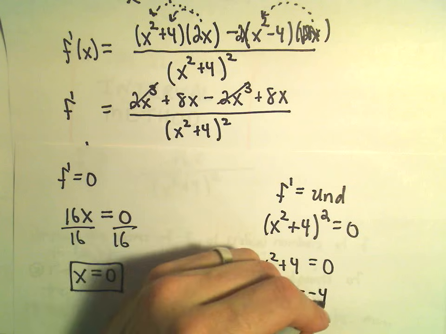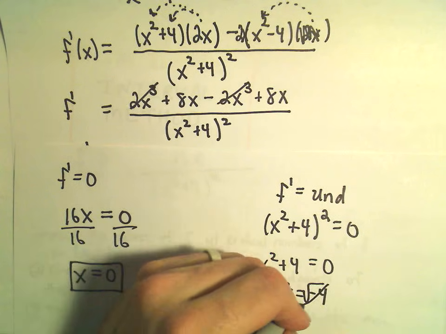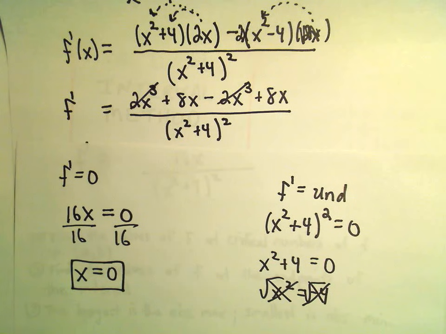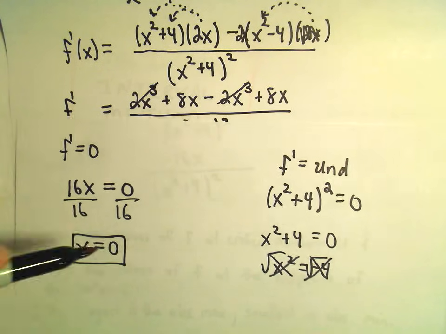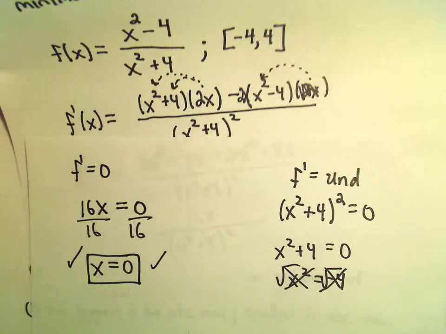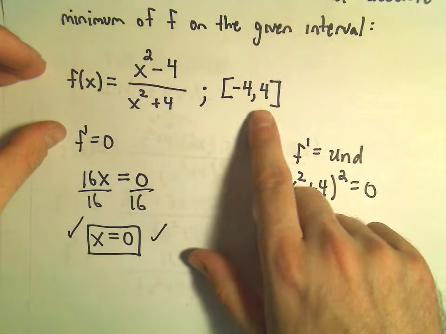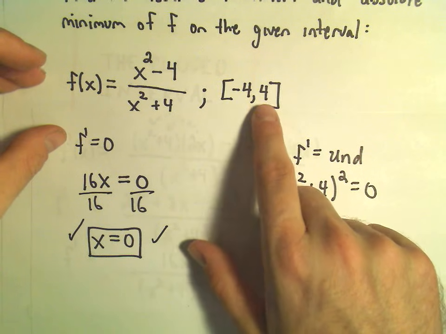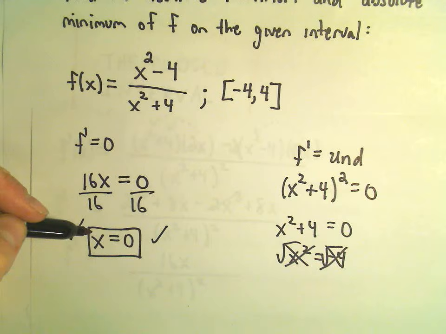Then if you subtract 4 and try to take square roots, well, you can't take square roots of negative numbers without using imaginary numbers. And we're just working with real numbers. So the only critical number we find is x equals 0. Now I have to go back and make sure that it falls in the specified interval, and certainly 0 does fall between -4 and 4, so we will use it.